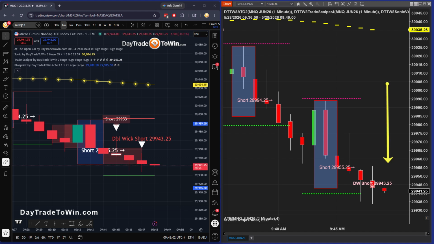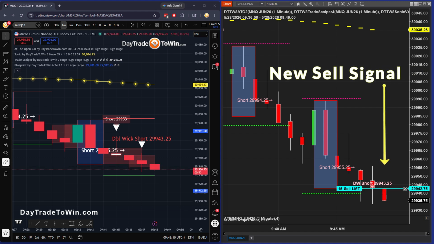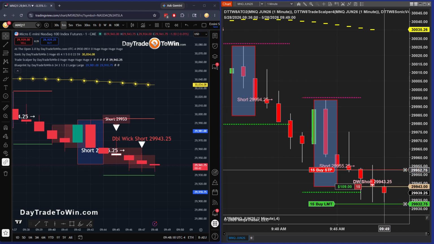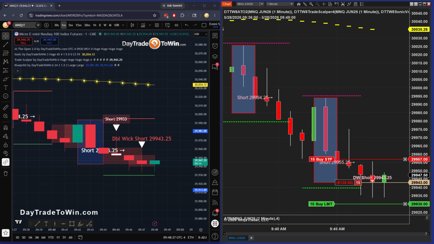And now we have a verified Trade Scalper short signal. So I want to go short. It's a lower entry. This is very important. And so now I have the risk-to-reward ratio making sense. This new signal is lower than the previous.